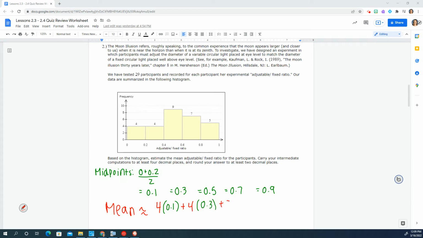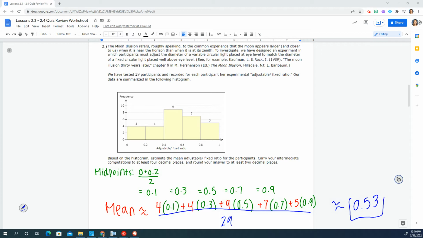And then there was 9 using the midpoint of 0.5. In that class, 7 using the midpoint of 0.7. 5 using the midpoint of 0.9. Divided by how many? 29. Okay. I got 0.5. This one said 2 decimal places. 3.